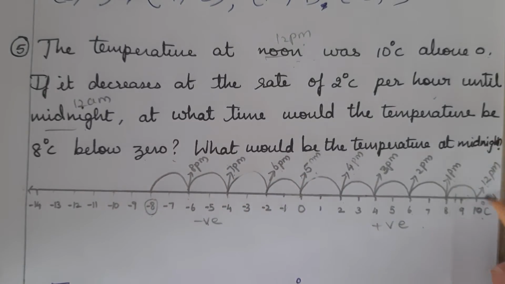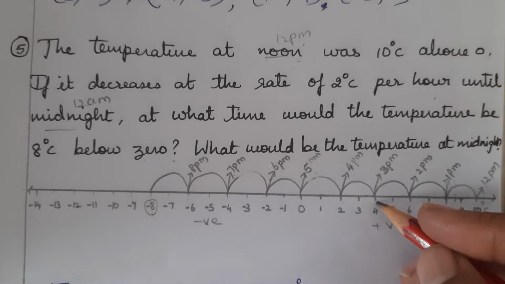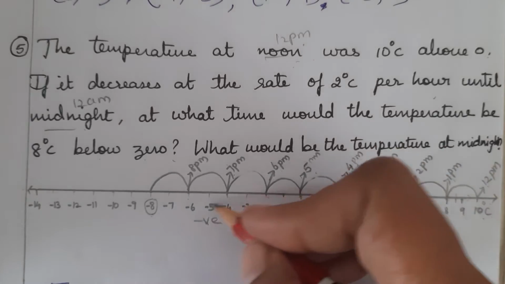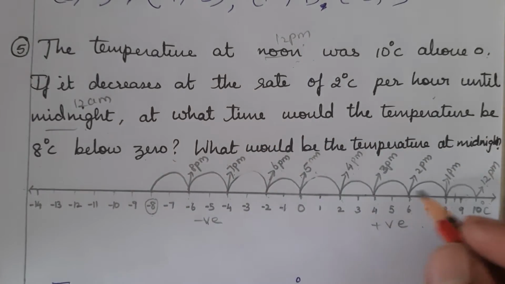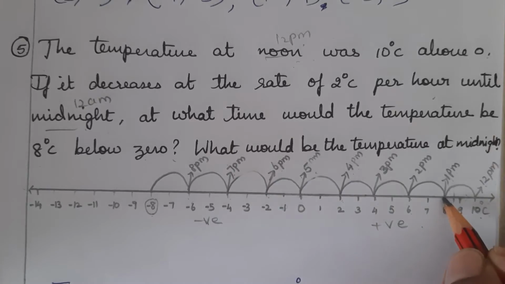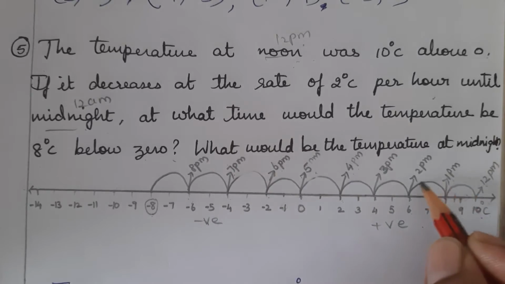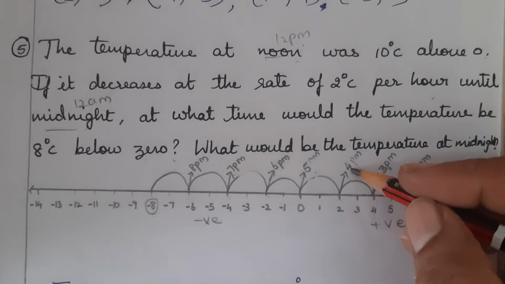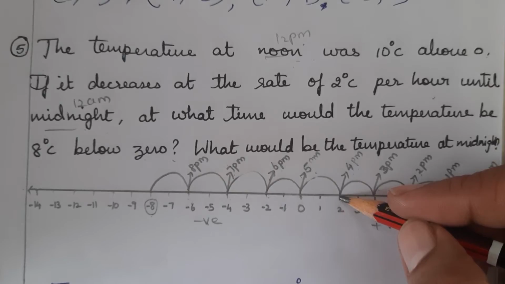So 10 degrees Celsius at 12 p.m., 8 degrees Celsius at 1 p.m., and then 6, 4, 2, 0, minus 2 degrees Celsius, minus 4, minus 6 and minus 8 degrees Celsius. Now if you see here, 8 degrees Celsius at 1 p.m. and then after 1 hour it becomes 6 degrees Celsius at 2 p.m. At 3 p.m. it is 4 degrees Celsius. At 4 p.m. it is 2 degrees Celsius.